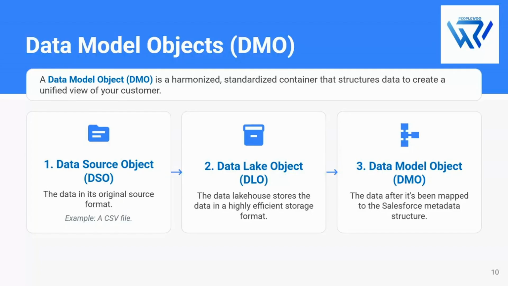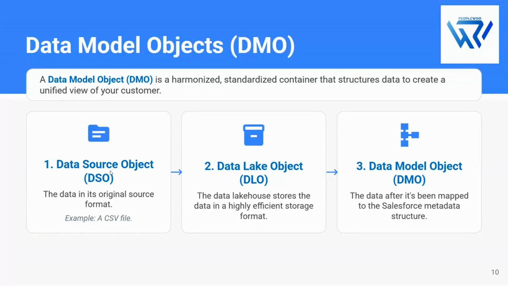Data model objects are the harmonized and standardized container of data which will be used to unify customer records. We got data from a data source object, the object which is in our source system. Like in our case, we got lead, contact, account as a part of sales bundle. So these objects can be called data source objects.